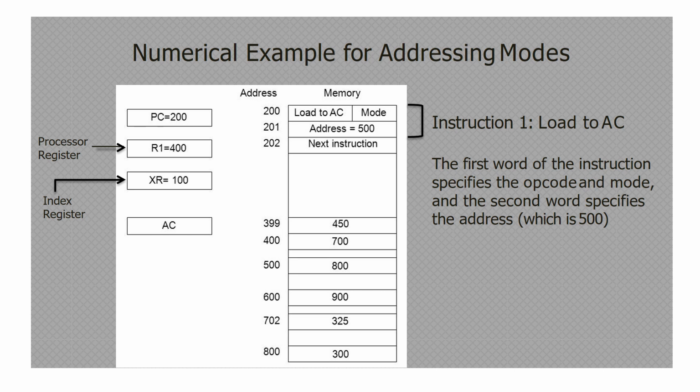Let's see the numerical example here. Suppose these are the initial values. PC is 200, R1 is 400, index register is 100. Now this is the command here. Load to AC, mode is given, and the address is 500. The first word of the instruction specifies the opcode and the mode. The second word specifies the address. So this is the first word, this is the second word.